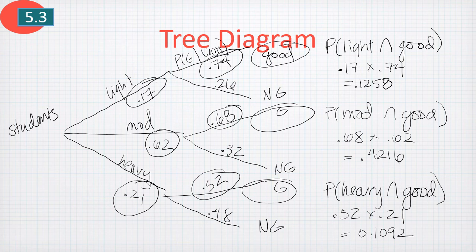So here are my totals for each of those. So I have each of the totals here. So I have 0.1258, 0.4216, 0.1092. Great. That's 3 different goods. I need the total. Oh, well, let's just add them up.